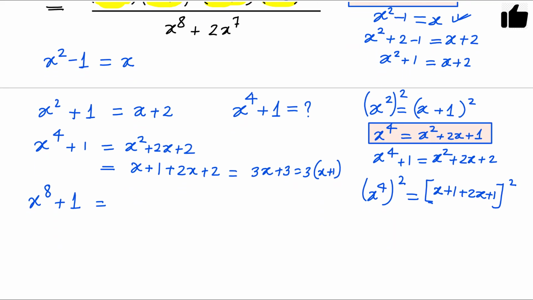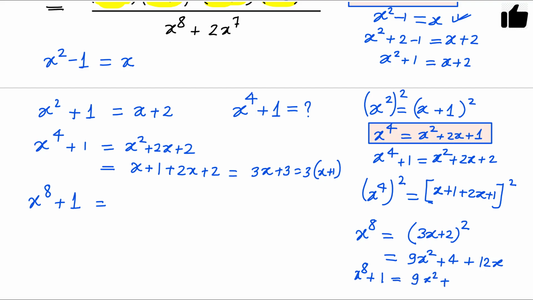So I will have x raised to the power 8. This is equal to (3x plus 2) whole square. So this is 9x square plus 4 plus 3 into 2, 6 into 2, 12x. And then you need x raised to the power 8 plus 1. So this will be 9x square plus 12x, and I'm adding 1 both sides, so this is 5.